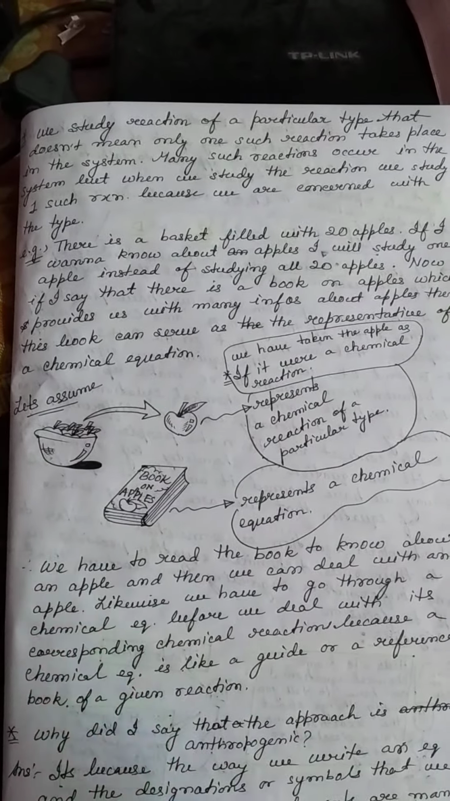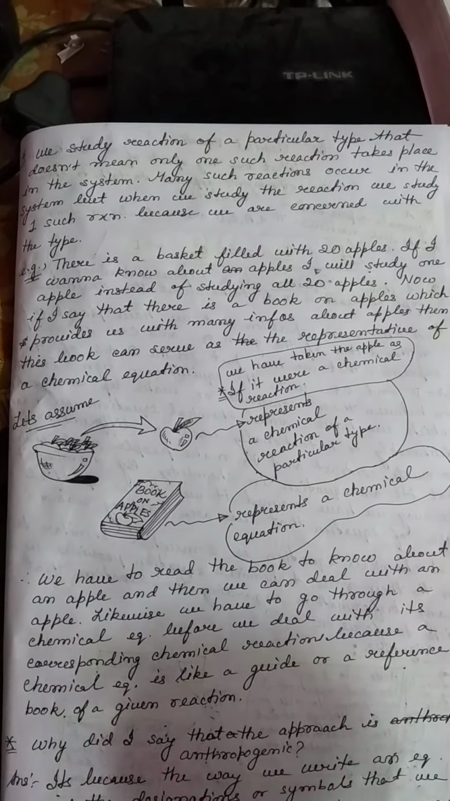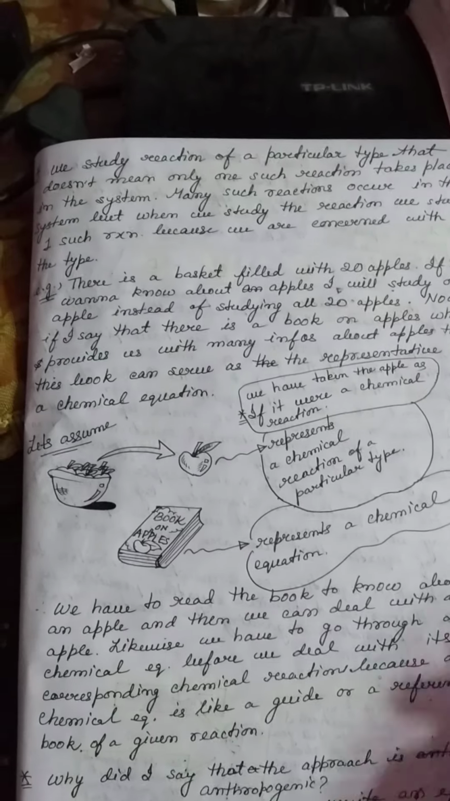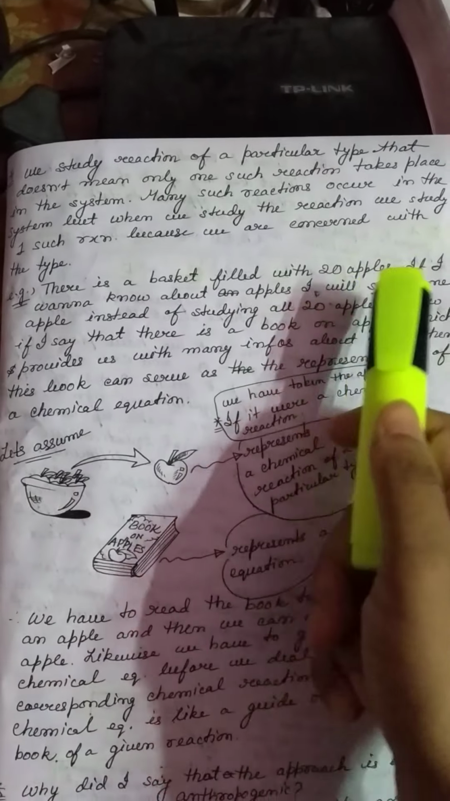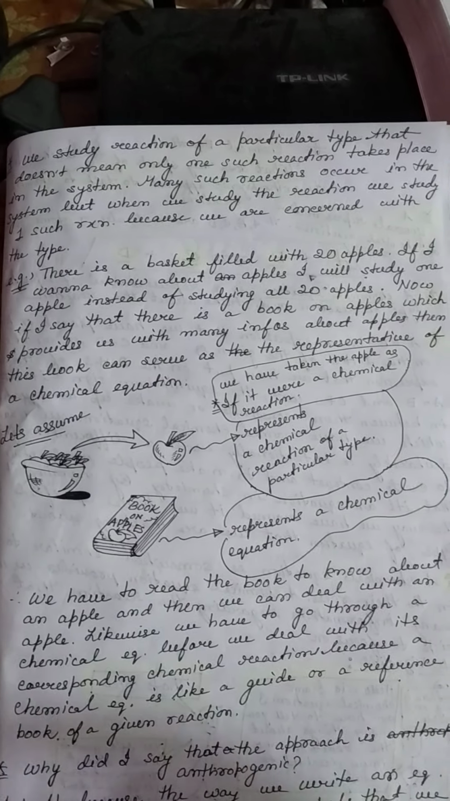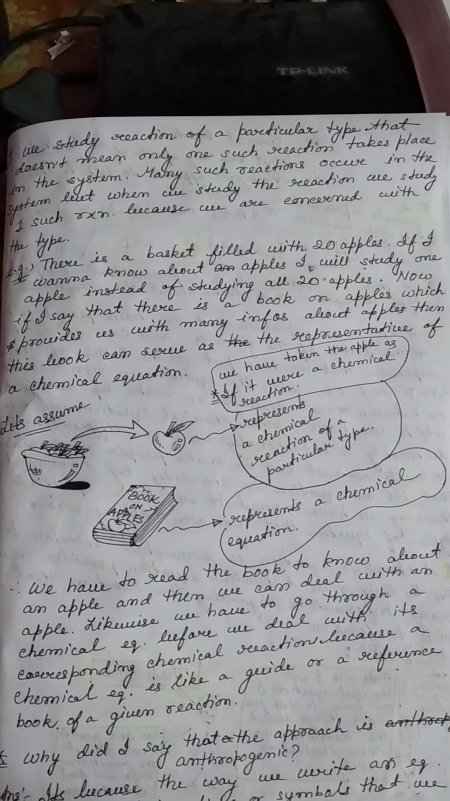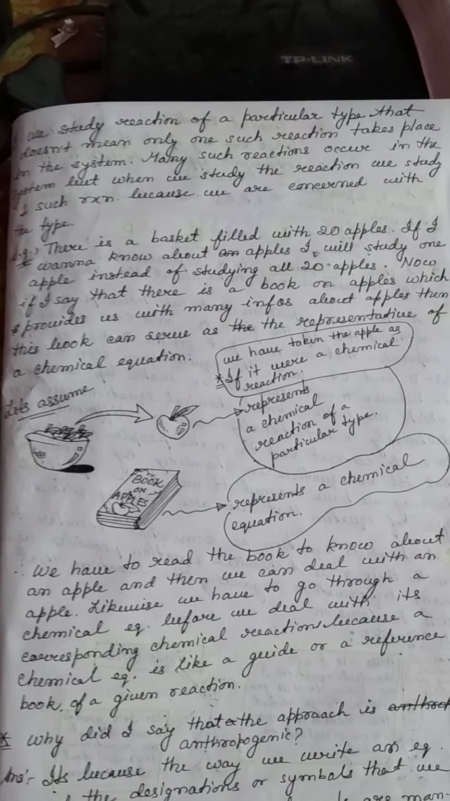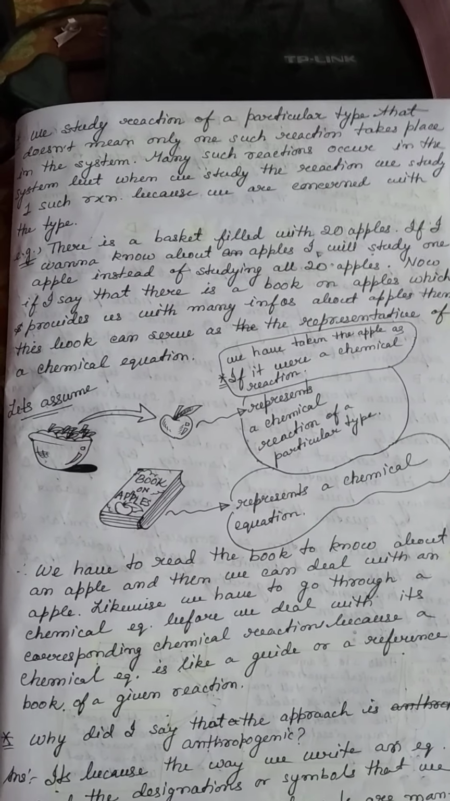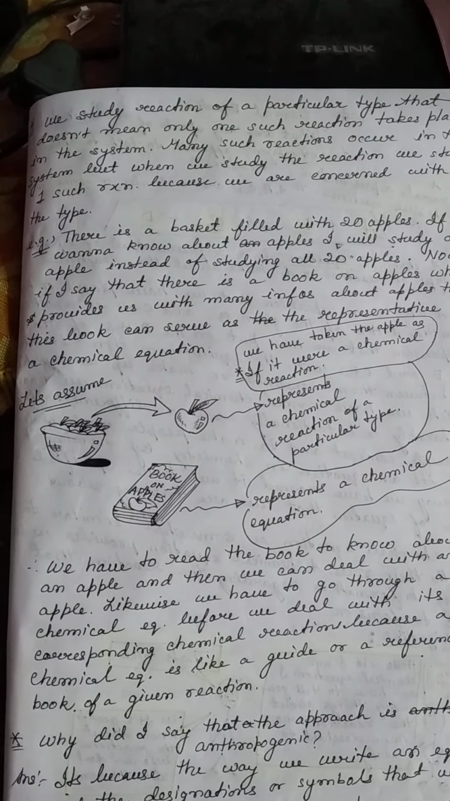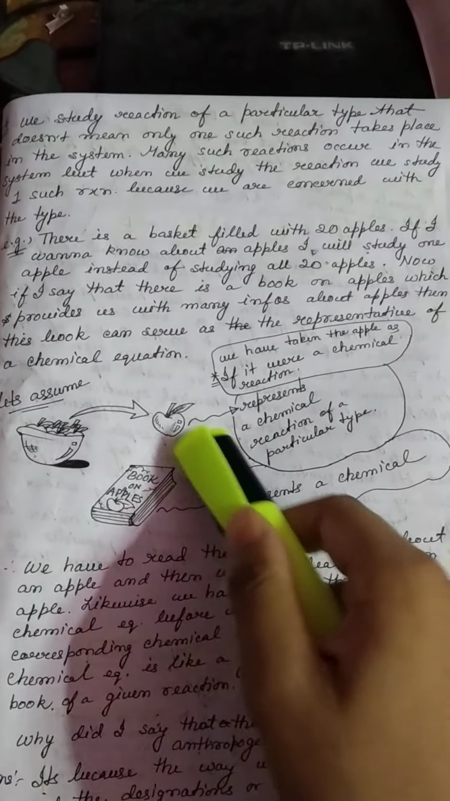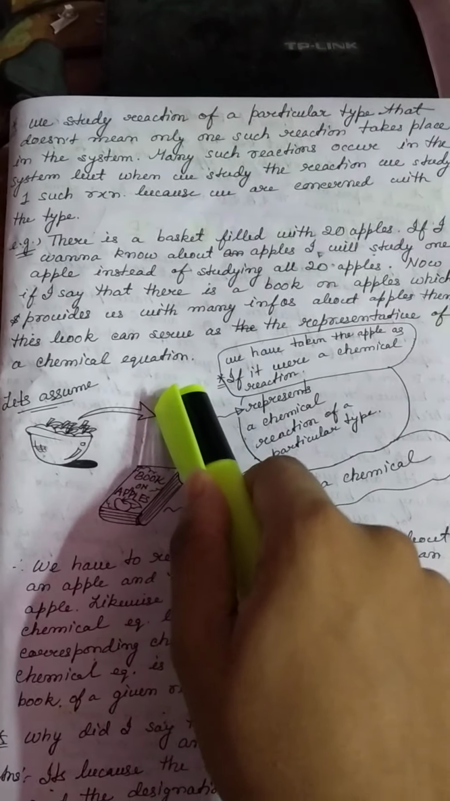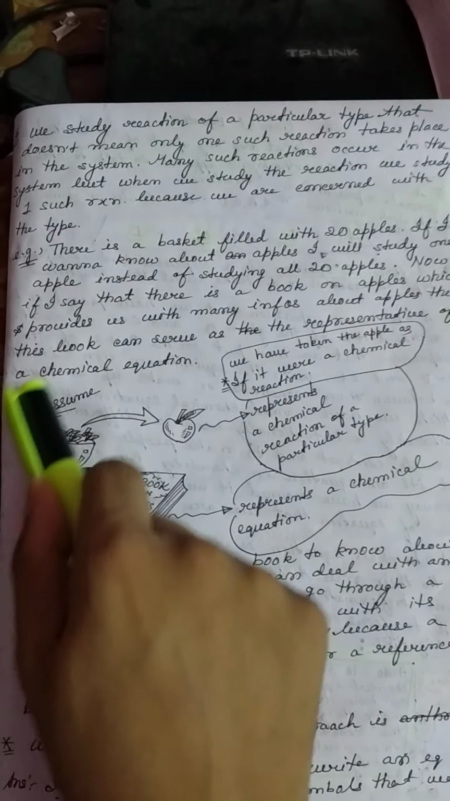If there are 3 things of the same type, by dealing with one such thing, we will come to know what's going on with the other 2, right? There is a basket filled with 20 apples. So if I want to know about apples, I will study one apple instead of studying all 20 apples. Now if I say that there is a book on apples which provides us with a lot of information about apples, then this book can serve as the representative of a chemical equation. Let's assume that this book is a chemical equation, right? And let's say that this apple is a chemical reaction, and this basket full of apples is the system.